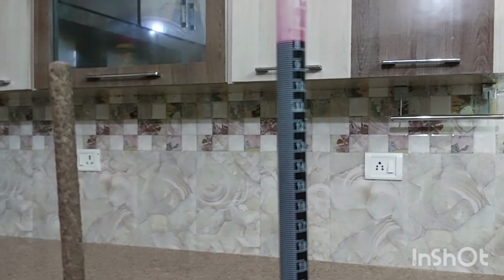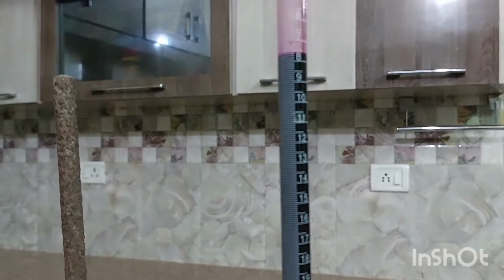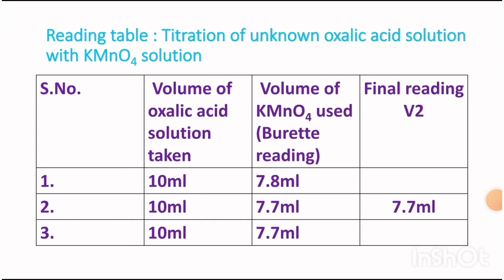Repeat the procedure at least 2 times more until you get matching readings. Titration of unknown oxalic acid solution with KMnO4 solution. Volume of oxalic acid solution taken every time is 10 ml. Volume of KMnO4 used, that is burette reading, is 7.8, second reading is 7.7 ml and the third reading is 7.7 ml. Because two readings are the same, the final reading, that is V2, is 7.7 ml.